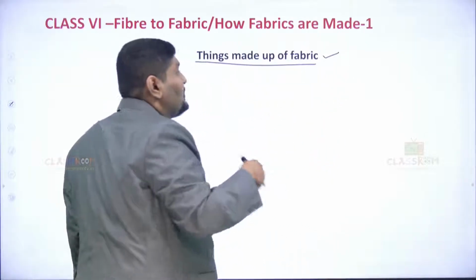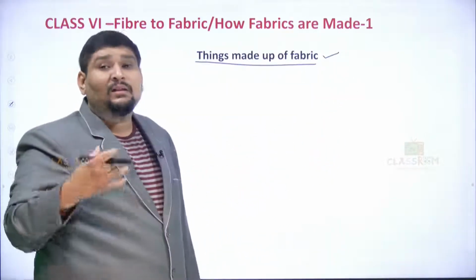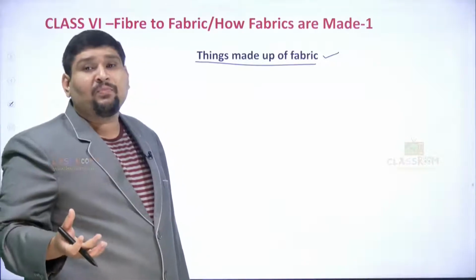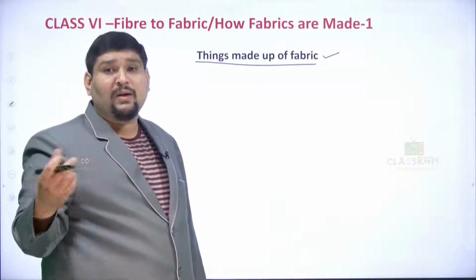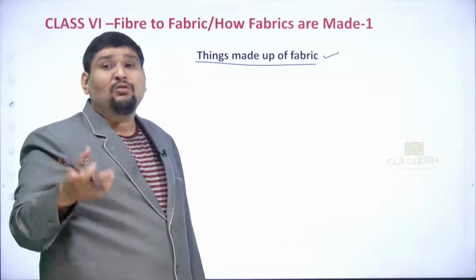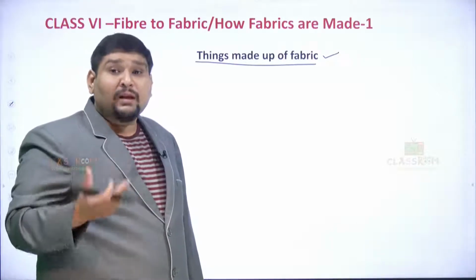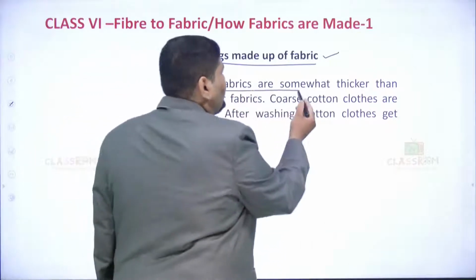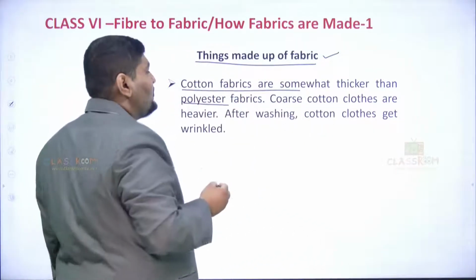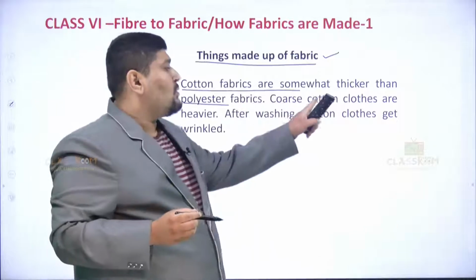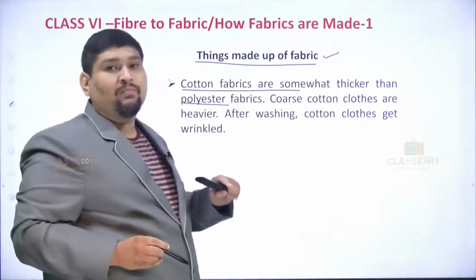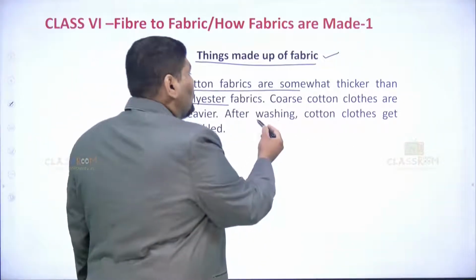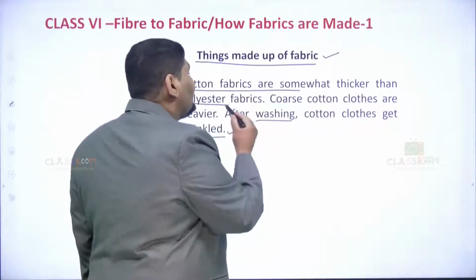So what are the things which we expect out of this? The different types of clothes, the cloth which you obtain from a fiber, that's a thread-like structure. So before that, what are the things made up of this that we should find? Cotton fabrics are somewhat thicker than polyester fabrics. Coarse cotton clothes are heavier, and after washing, cotton clothes get wrinkled.